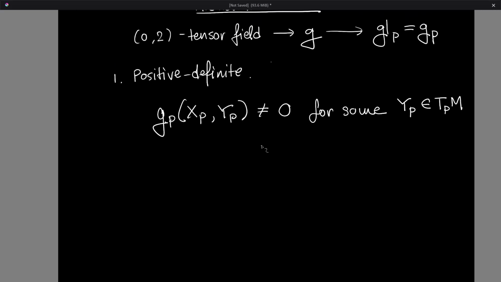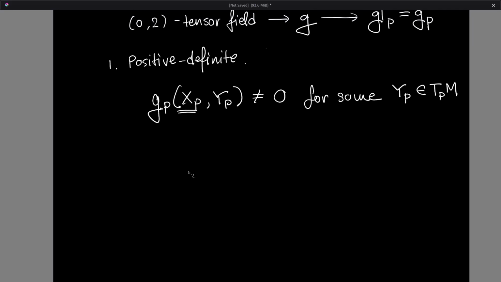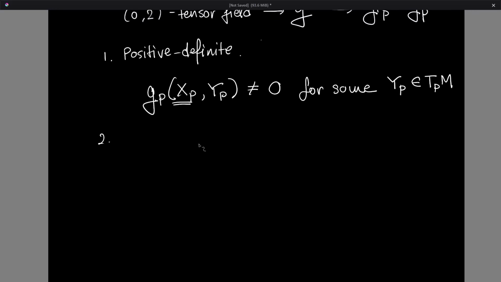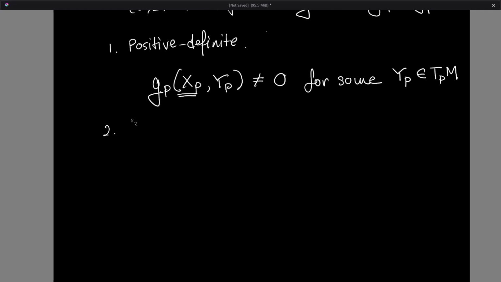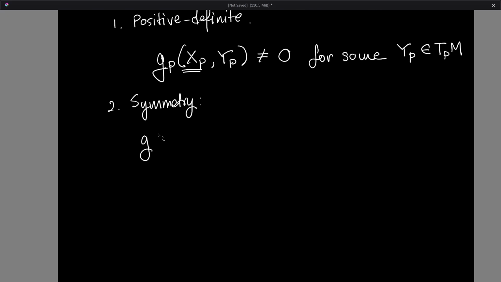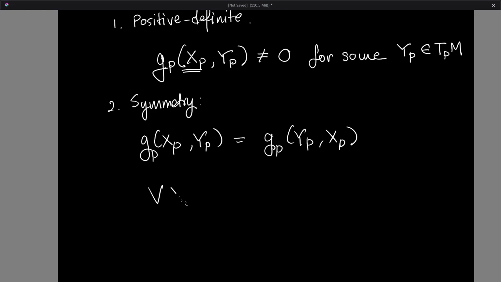So basically what it's saying is that if you take any X_p, there has to be at least one Y_p for which this is not equal to 0. And number 2 is the symmetry property, which says that g_p(X_p, Y_p) is equal to g_p(Y_p, X_p) for all X_p, Y_p elements of T_pM.